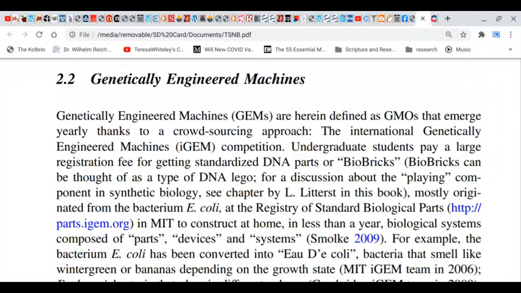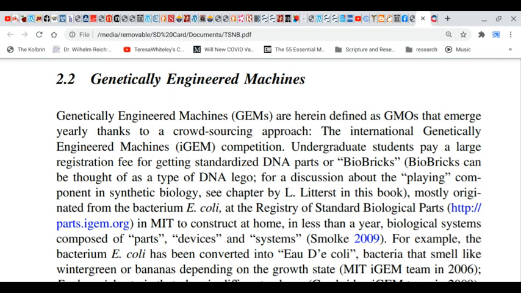Genetically engineered machines, or GEMs, are herein defined as GMOs that emerge yearly thanks to a crowdsourcing approach, the International Genetically Engineered Machines Competition. Undergraduate students pay a large registration fee for getting standardized DNA parts or biobricks. Biobricks can be thought of as a type of DNA Lego.